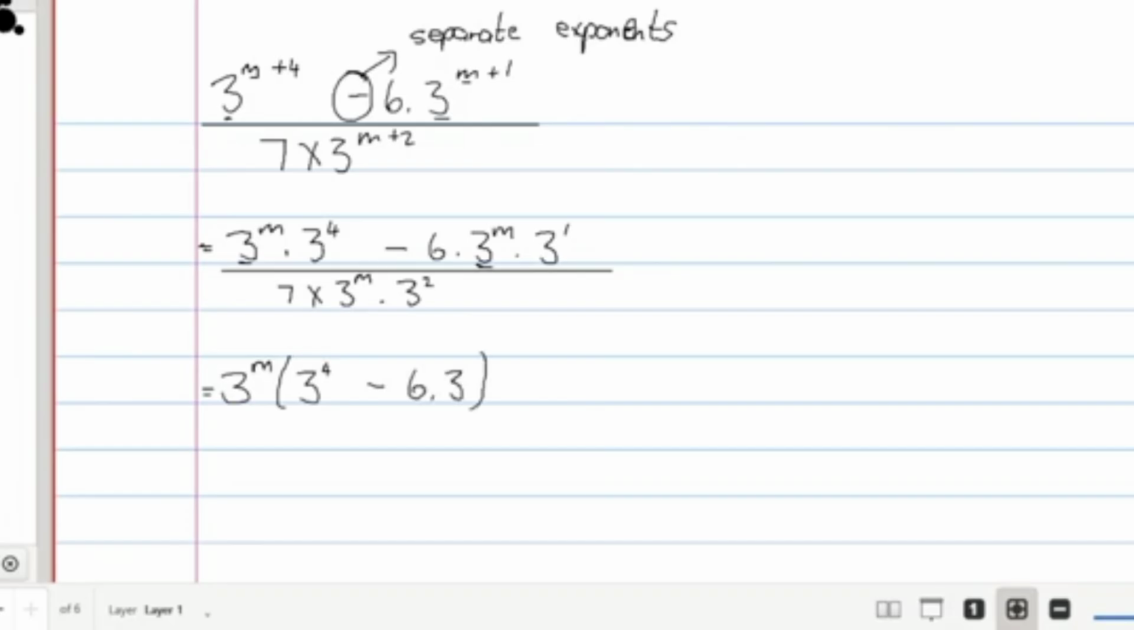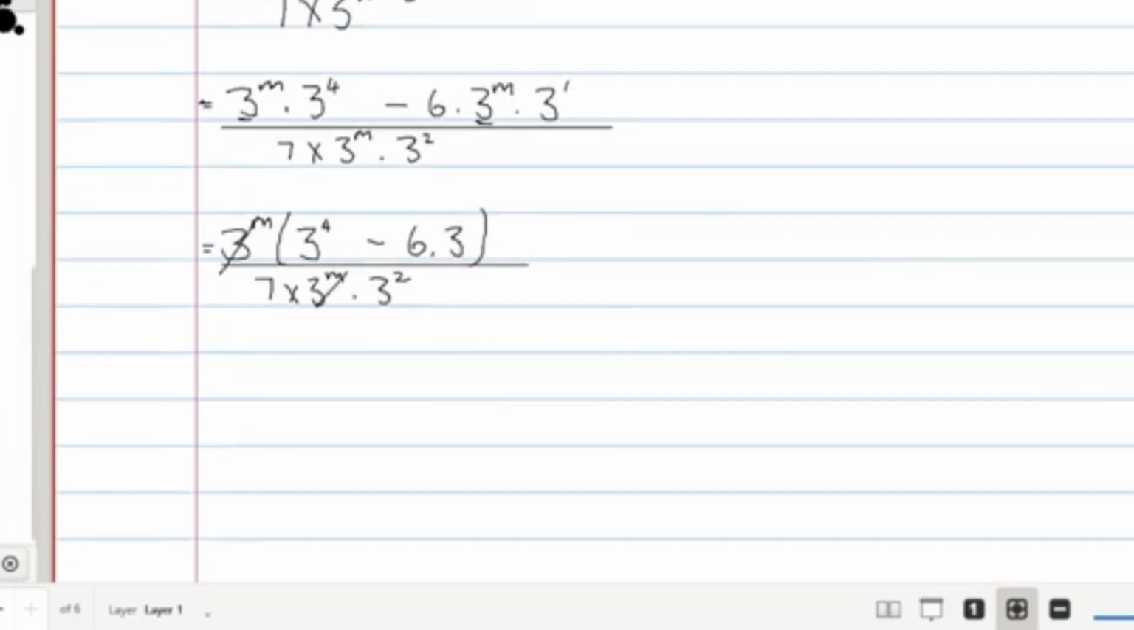So now we take out the common factor. Now we are trying to simplify, and then the denominator, you just write it as it is. So the next step, you cancel 3 to the power m, 3 to the power m from numerator and denominator, and then everything is fine.